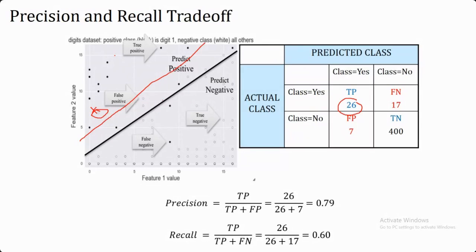But what will happen with your recall? Recall focuses on your total positives and how many of them you are actually predicting as positive. As we have missed this instance, this instance and this instance, your recall is going to reduce.